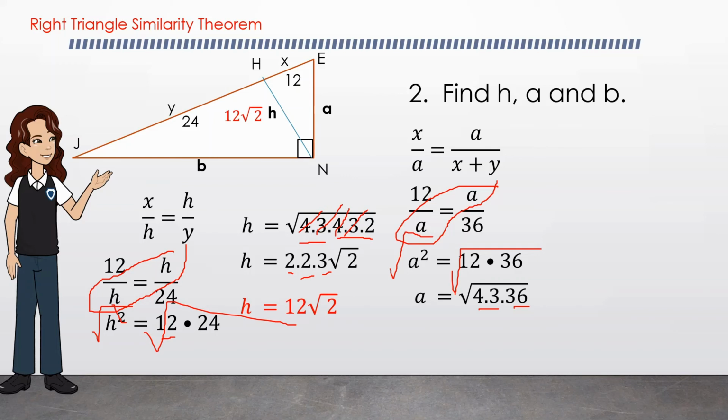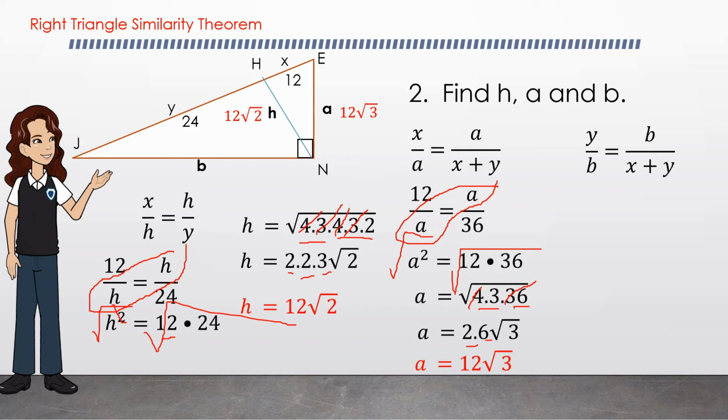So, square root of 4 is 2 and square root of 36 is 6. Okay? Then, natira, no, perfect square is 3. So, that our answer is 2 times 6 is 12 square root of 3. Our A is 12 square root of 3.